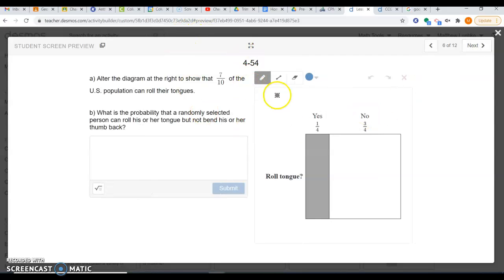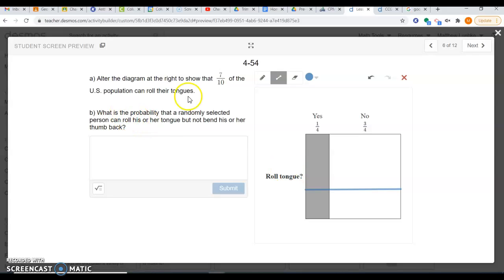Okay, so then they want us to alter the diagram to show, if we have roll tongue, 7 out of 10 people can roll their tongue. Let's make the area model look like that. And so we want to split it where we have 7/10 on one and 3/10 on the other, and just do your best to split it maybe like right here. So this is your 3 over 10, this is your 7 over 10.